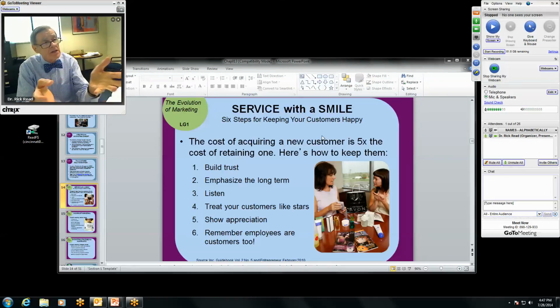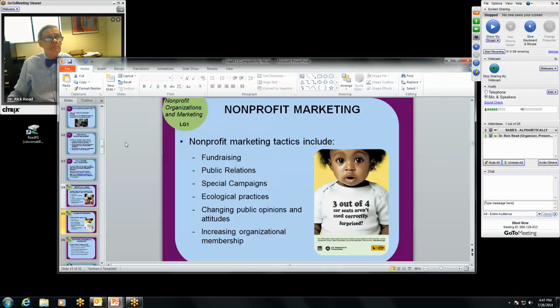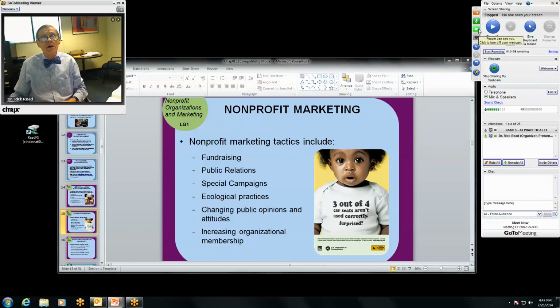We see things here about building trust and listening and showing appreciation, etc. All those things are necessary if you expect repeat business. And this, many bad things that are done is something that often the marketers cannot overcome.